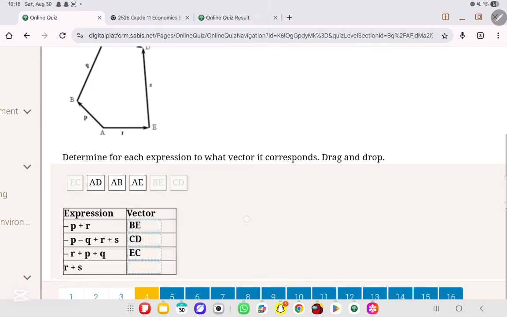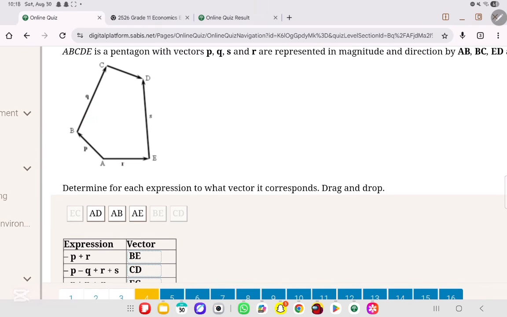We'll move on to the next one, which is R plus S. So very simply, it's R like this, and then S like this.